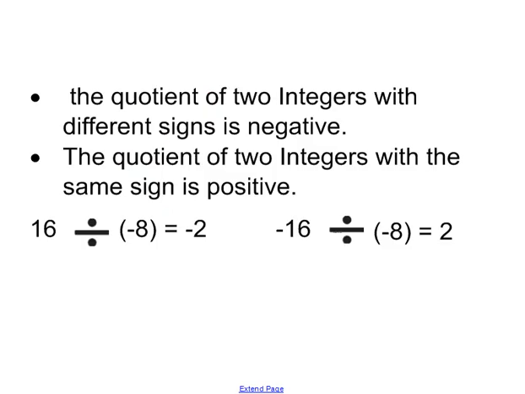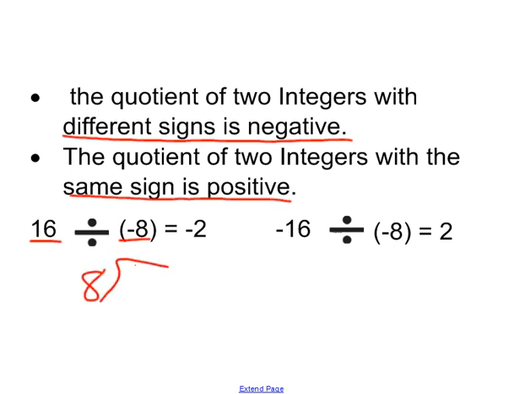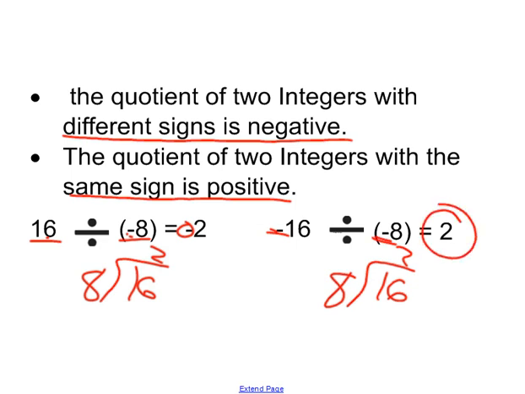The quotient, which means division, of two integers with different signs is negative. The quotient of two integers with the same sign is positive. So for example, 16, which is positive, divided by negative 8 is still 8 into 16, goes 2 times, but since the signs are different, it must be a negative 2. A negative 16 divided by negative 8, still 8 into 16, it goes 2 times, but since the signs are the same, the answer must be positive.